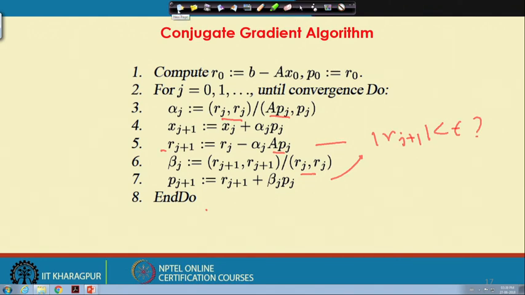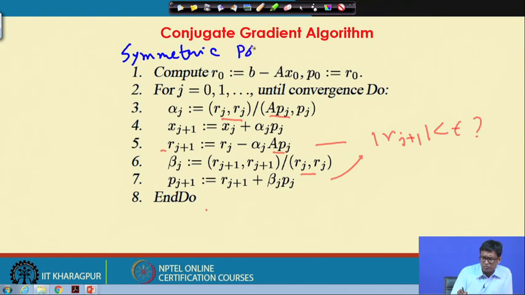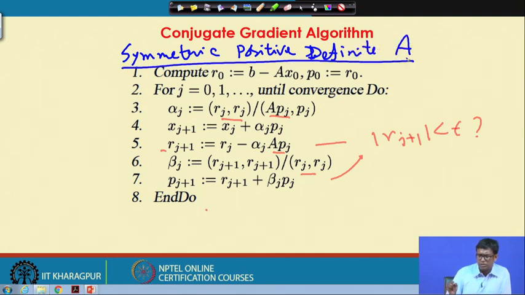This is the algorithm. Though the mathematical formulation deals with a number of steps and manipulations using matrix algebra, the algorithm looks very simple. It is also extremely straightforward to write a computer program for this, which will give us a good result. But this has to be remembered: this is for symmetric positive definite matrices. If A is not symmetric, this algorithm will fail.